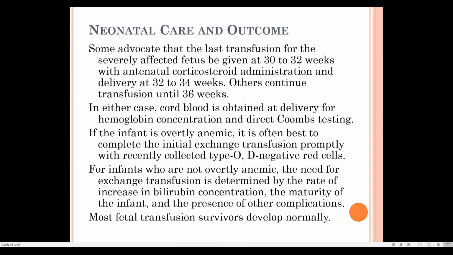In either case, cord blood is obtained at delivery for hemoglobin concentration and direct Coombs testing. If the infant is overtly anemic, it is often best to complete the initial exchange transfusion promptly with recently collected type O D negative red cells. For infants who are not overtly anemic, the need for exchange transfusion is determined by the rate of increase in bilirubin concentration, the maturity of the infant, and the presence of other complications. Most fetal transfusion survivors develop normally.